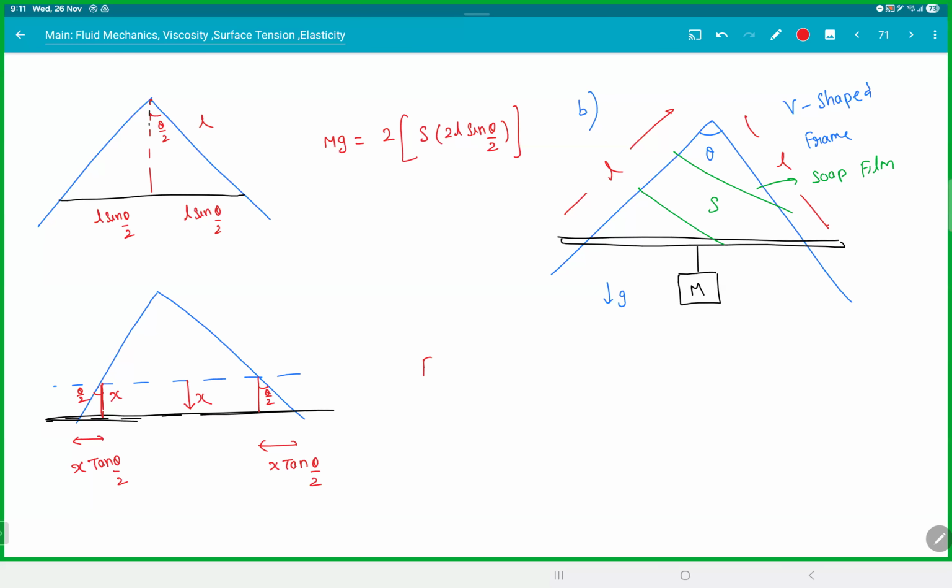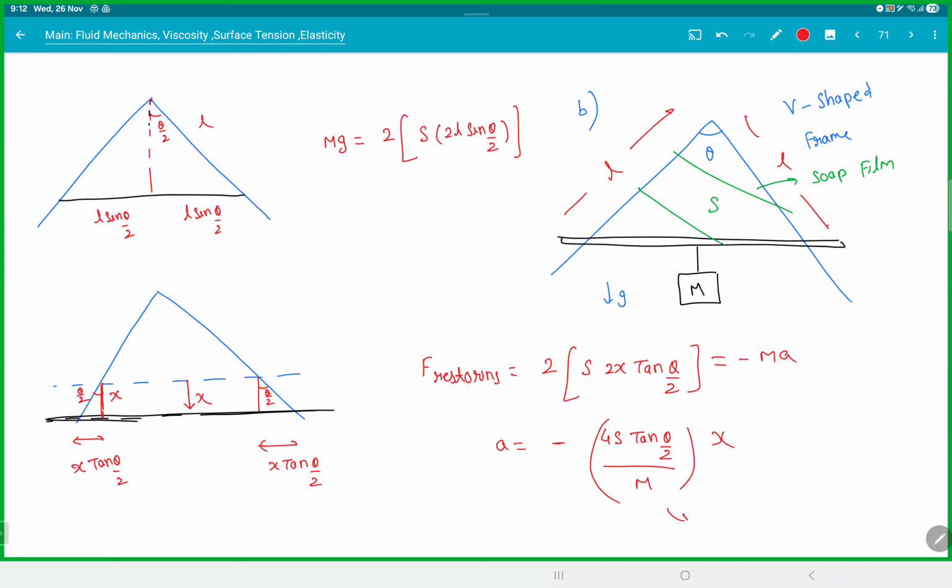So therefore, the restoring force will be again 2 times surface tension into 2x tan theta by 2, is equal to minus ma. So a is equal to minus 4S tan theta by 2 by m into x. That's your omega square. You can take the value of m and substitute there. You can simplify it further. That's your time period. Clear with this?